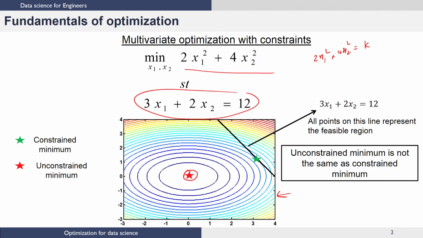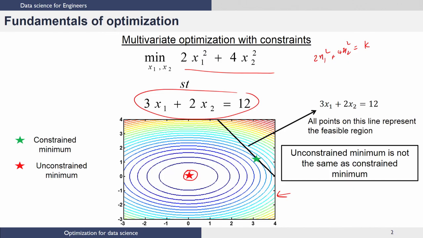So, though I know the very best value for this function is 0 from a minimization viewpoint, I cannot use that value because the 0, 0 point might not satisfy this equation. So, you will notice that if I put x1 equals 0, x2 equals 0, it does not satisfy this equation. So, the unconstrained solution is not the same as the constrained solution.